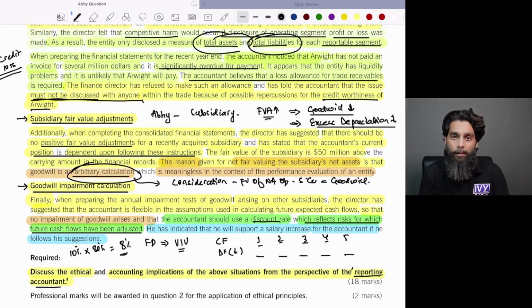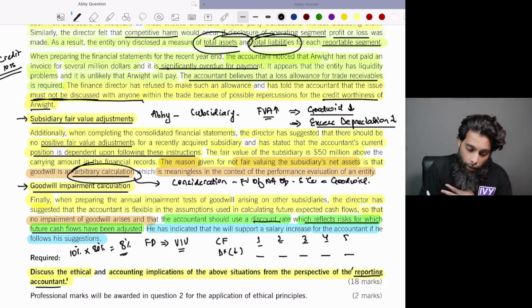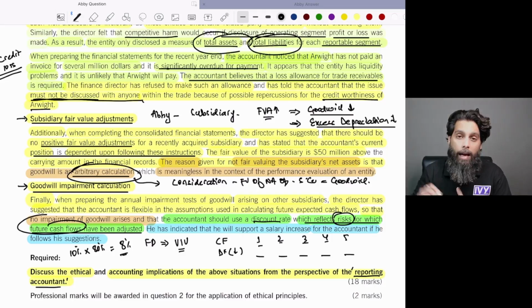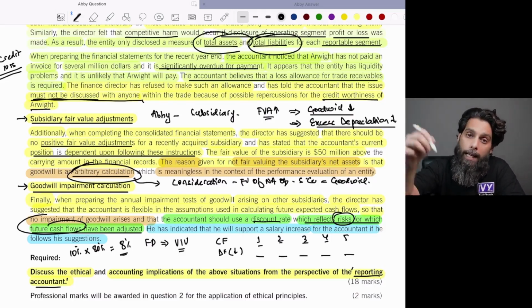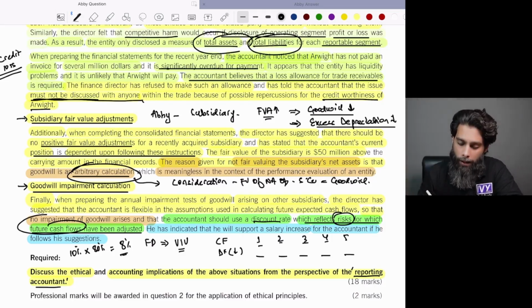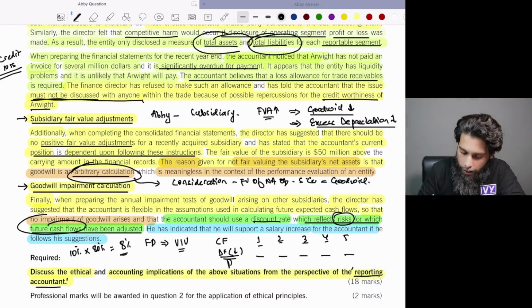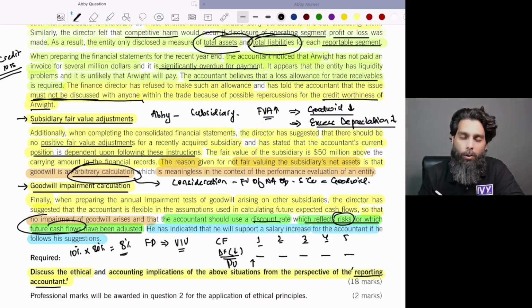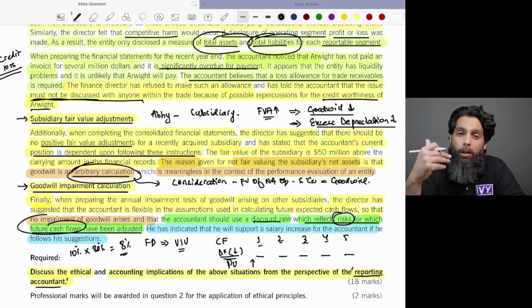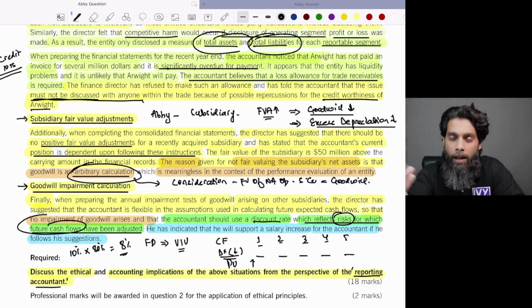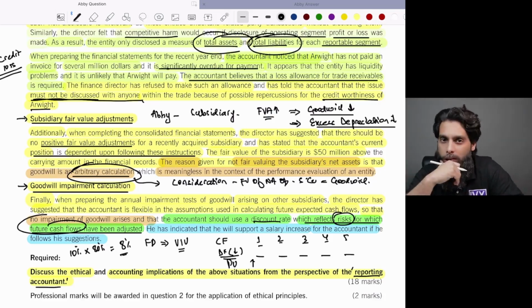That doesn't make sense. I mean, you have already considered risks in your cash flows, and then your finance director wants you to double count that risk by taking the risk in discount rates as well. He wants you to reduce the discount factors so that you get a higher present value of cash flows. And if you get a higher present value of cash flows, most likely your recoverable amount would be higher as well, and you will be avoiding any impairment loss.